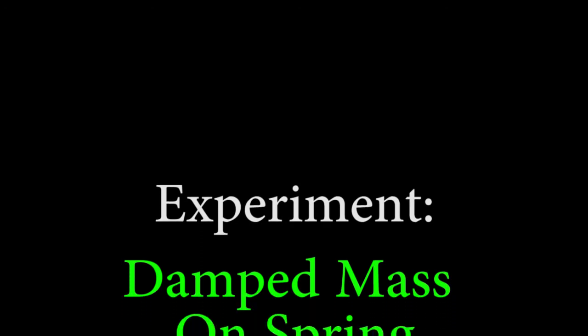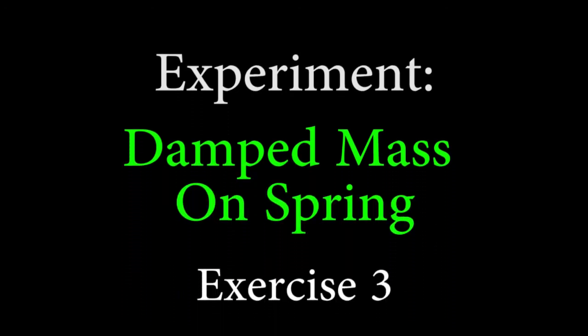For exercise 3, we'll be determining the mass required to achieve critical damping in both air and water. To do this, we will reuse our data from exercise 2 and repeat exercise 2 for many different masses in both air and water.